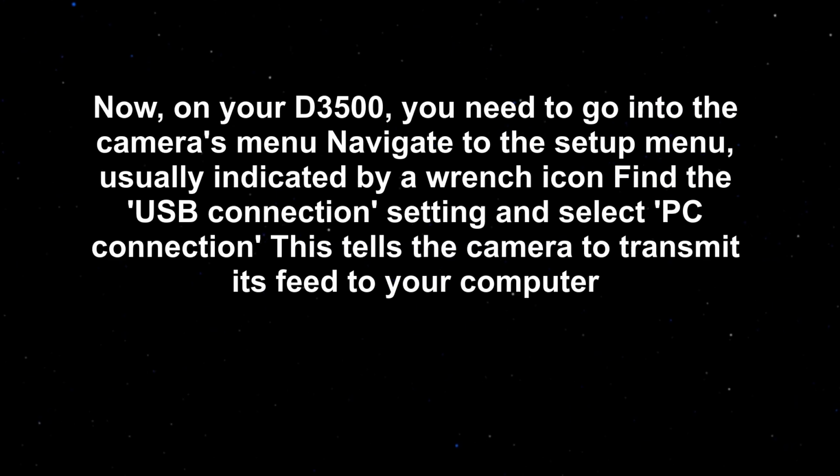Now, on your D3500, you need to go into the Camera menu. Navigate to the Setup menu, usually indicated by a wrench icon. Find the USB connection setting and select PC connection. This tells the camera to transmit its feed to your computer.